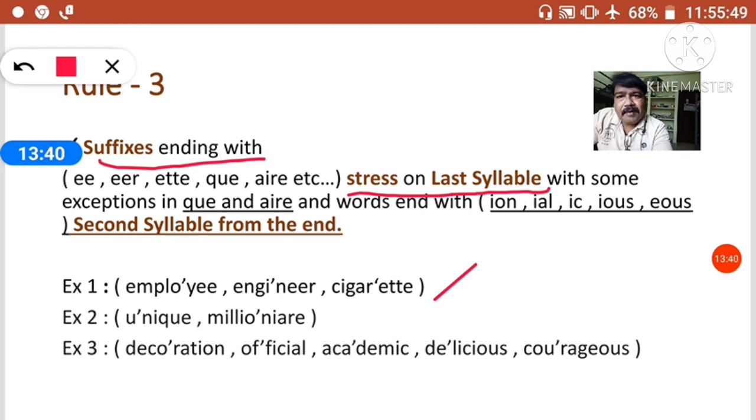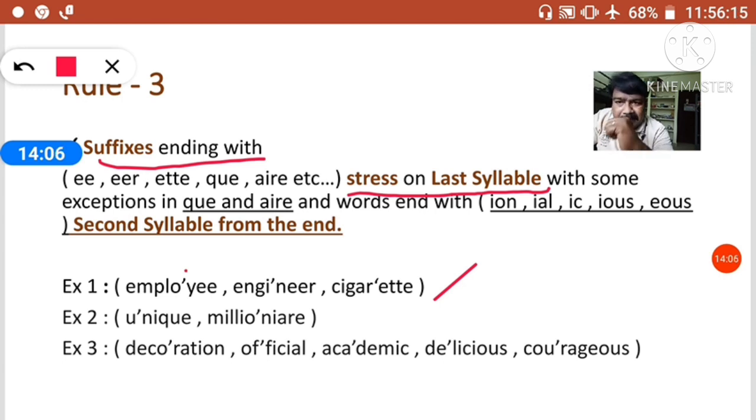Employee. EM is the first syllable, PLOY is the second syllable, YEE is the third syllable. Where did I keep the stress mark? On EE, before which there is one more syllable, Y. In employee, I put the stress mark on the last syllable.